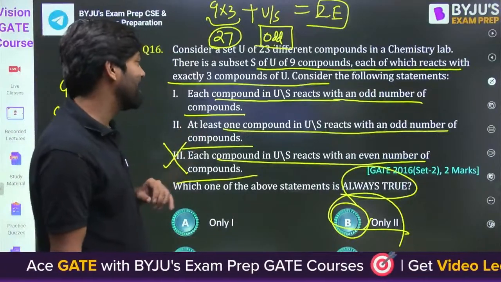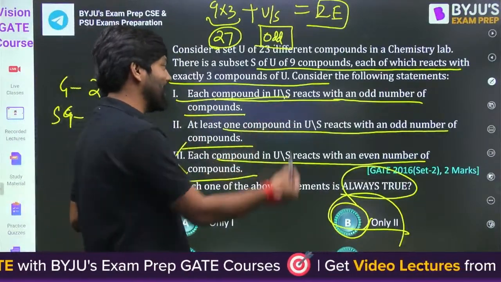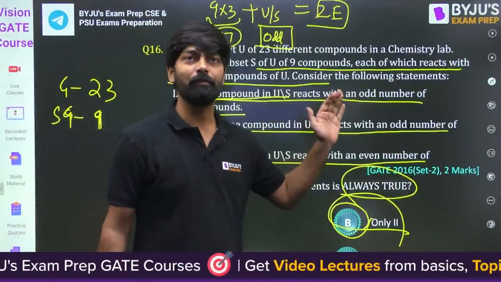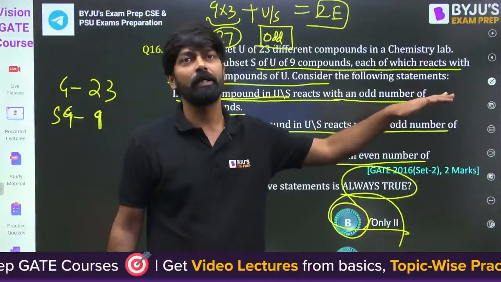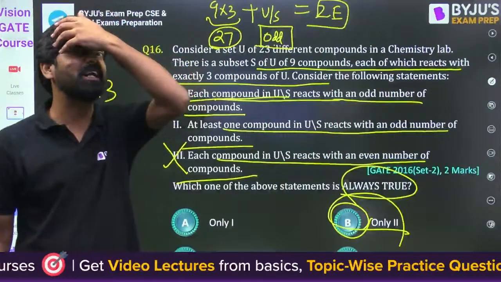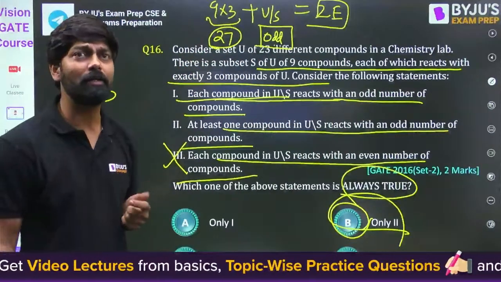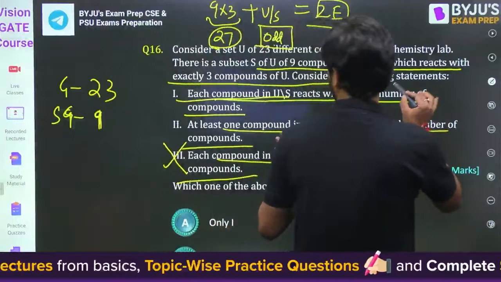But see clearly, my dear friend, here you cannot guarantee that each component in U by S, in U minus S, meaning the remaining vertices, has odd degree. No. Are you getting my point? But at least one component should be odd. Yes, definitely at least one component should be odd. So that's why this one is the right answer.